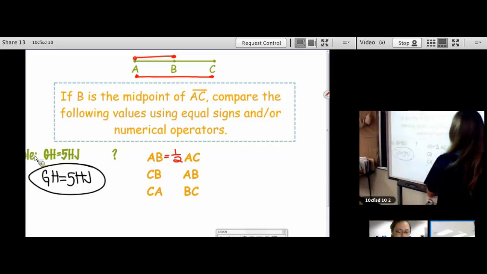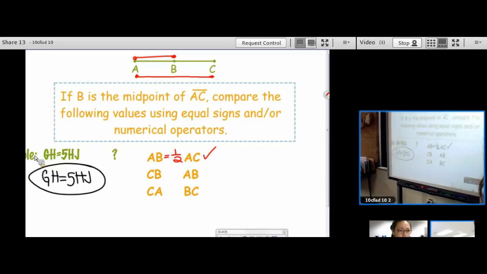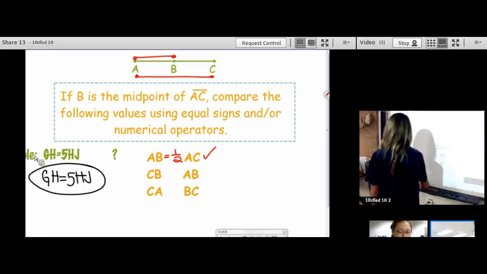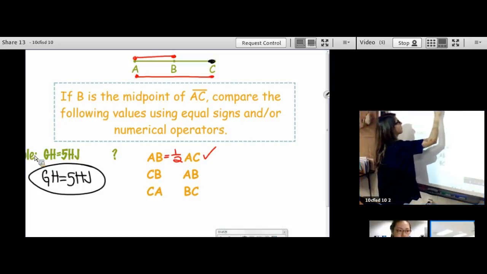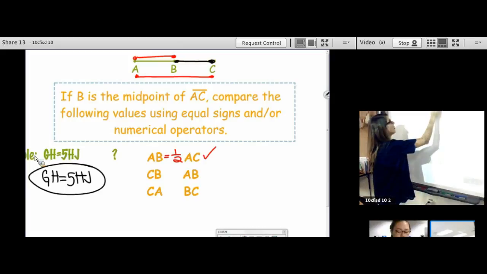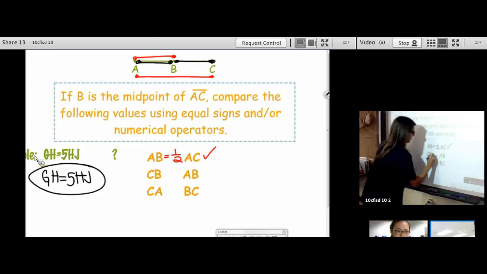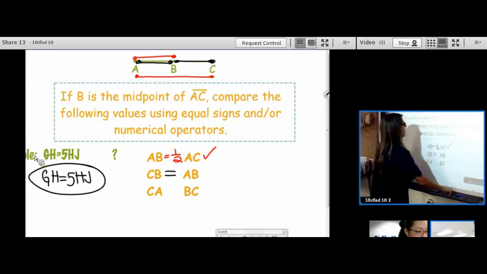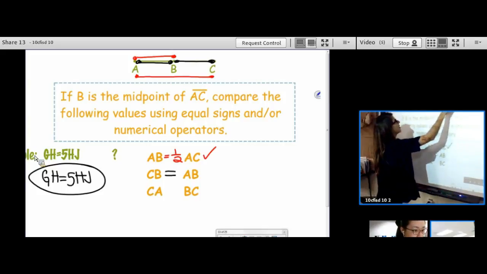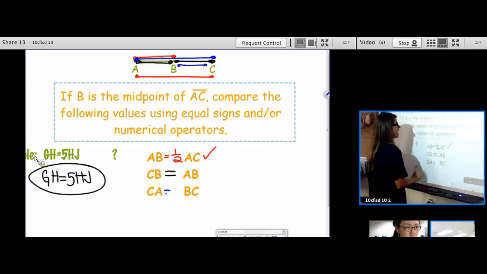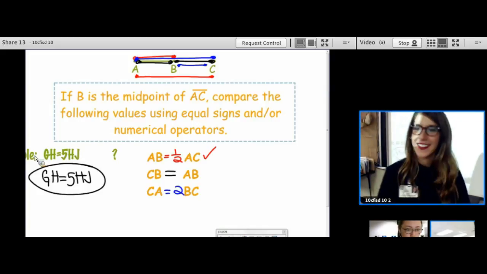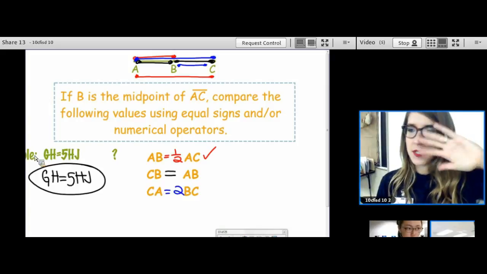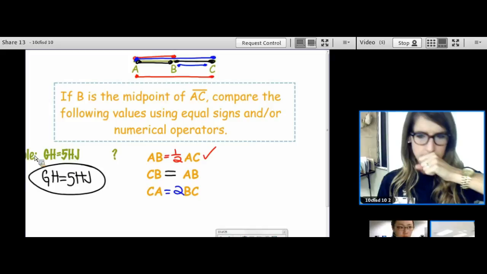AB is 1/2 of AC. That would work, right? What about the next one? CB. How does it compare to AB? Well, that one's easy. What do you put? An equal sign, right? Equal. Yeah, and then the last one. CA, the blue, compared to BC. CA is what? Double BC. Yeah. So we used equals, 1/2, and then times 2.